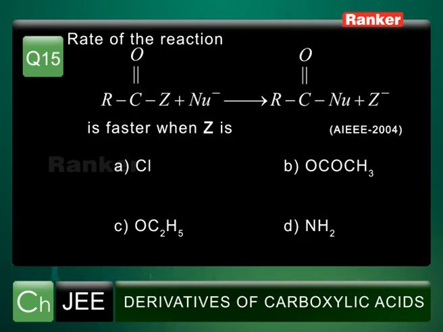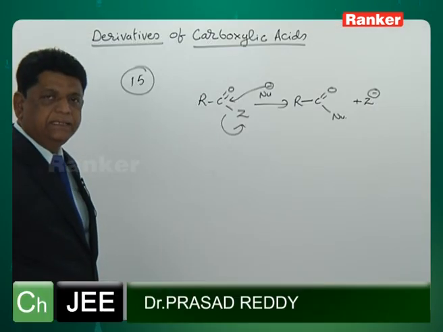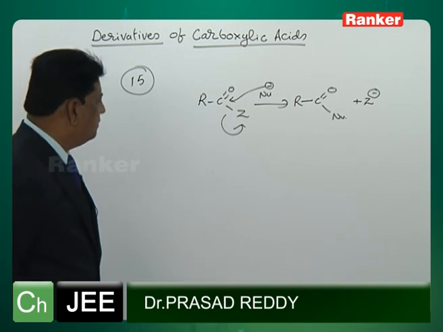The reaction is faster when Z is, option A is chlorine, option B is OCOCH3. If Z is Cl, it is called an acid chloride. If Z is OCOCH3, it is an acid anhydride. If it is O ethyl, option C, it is an ester. Option D is an amide. So, in this reaction, the order of reactivity is acid chlorides are the best, followed by the anhydrides, followed by the esters and the amides.